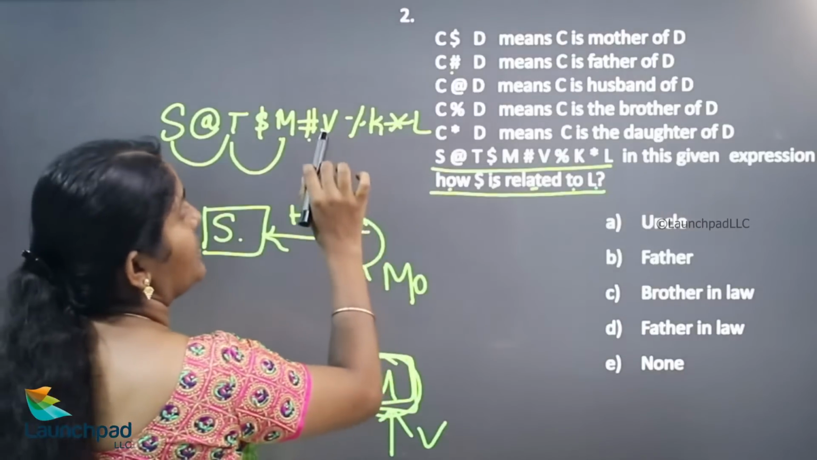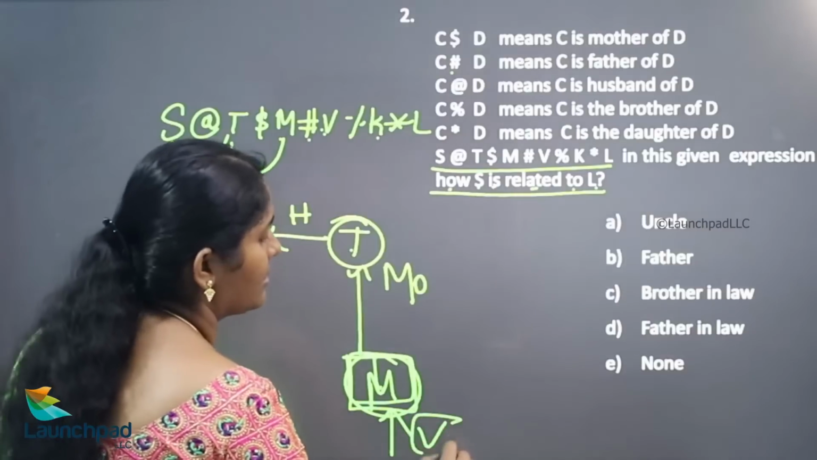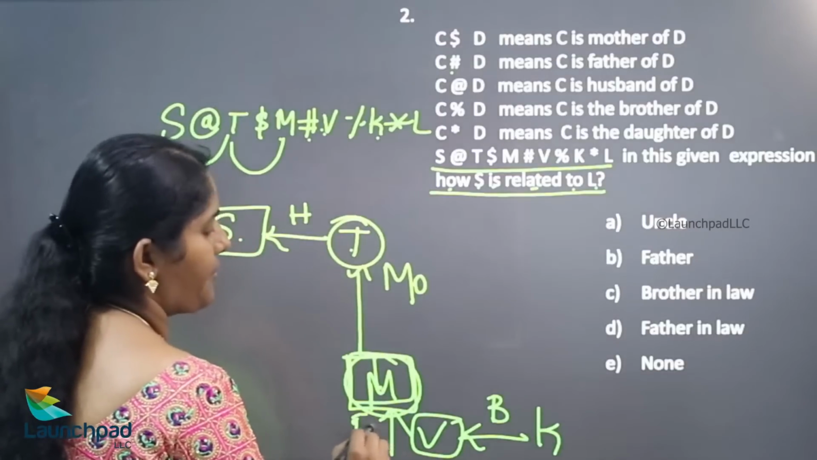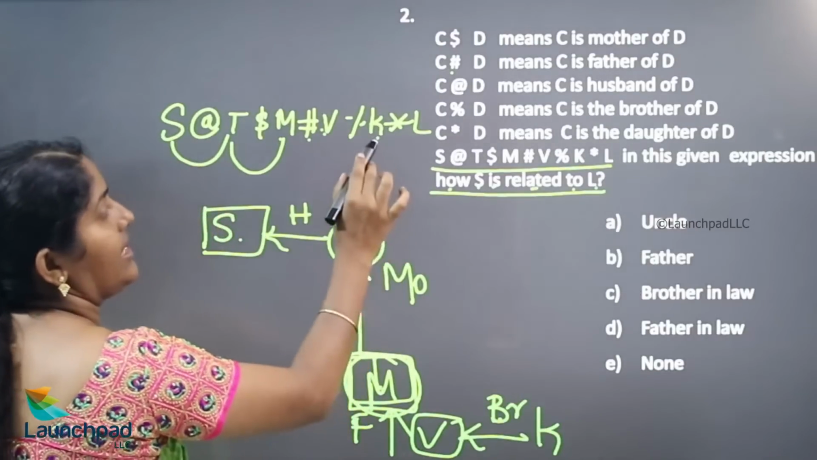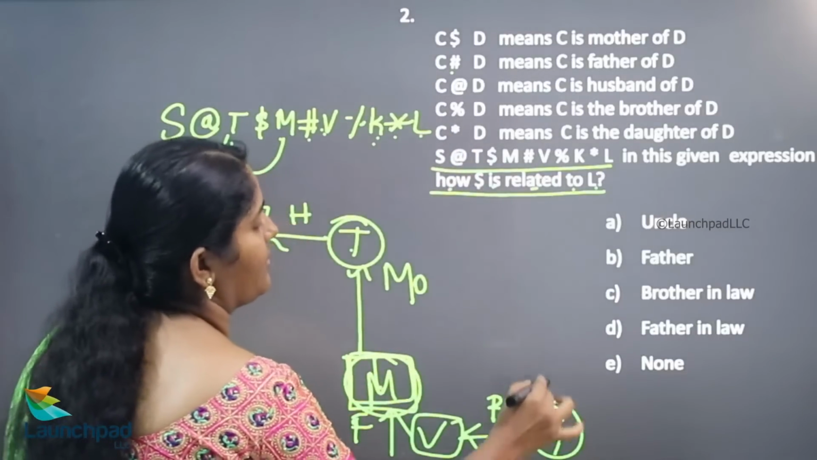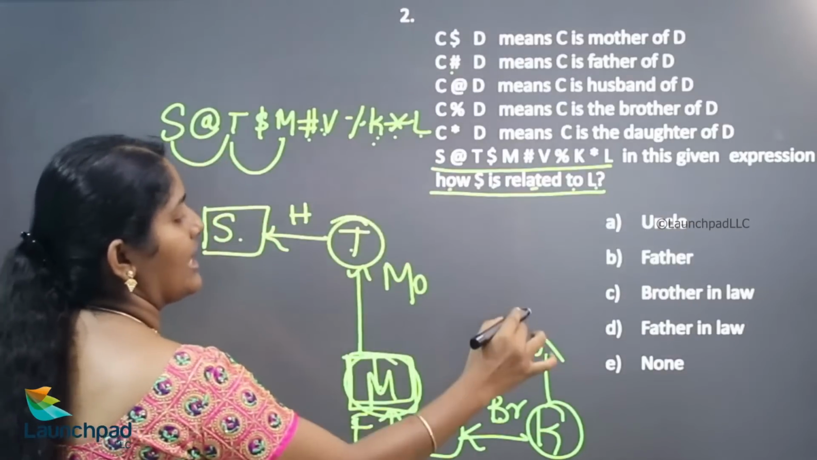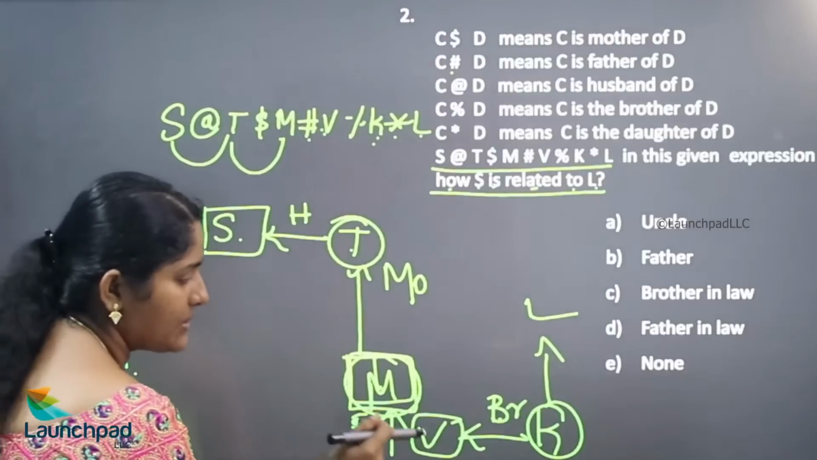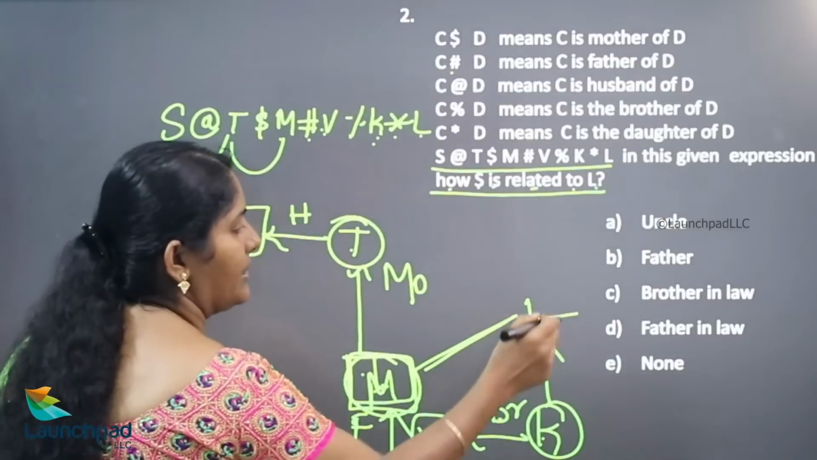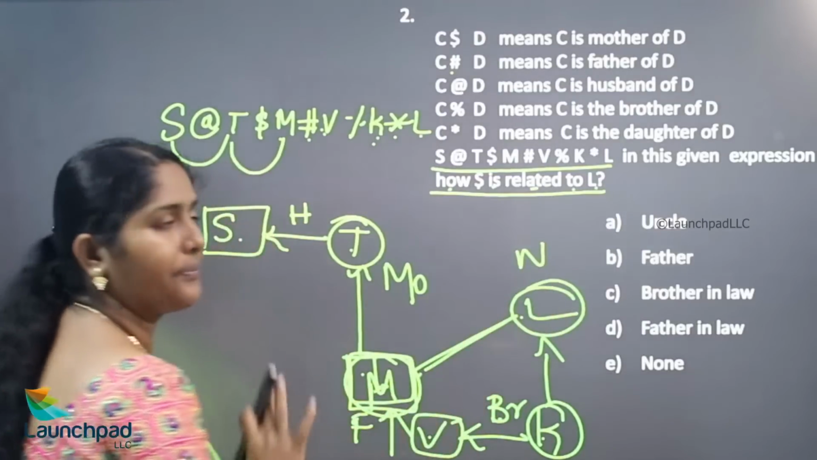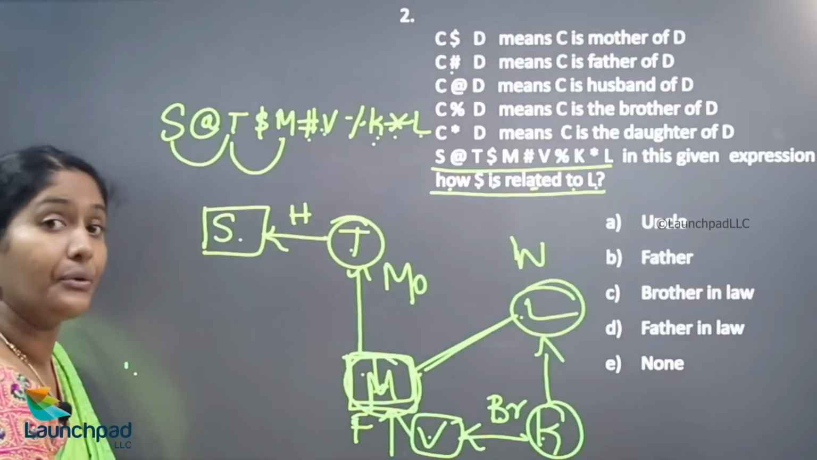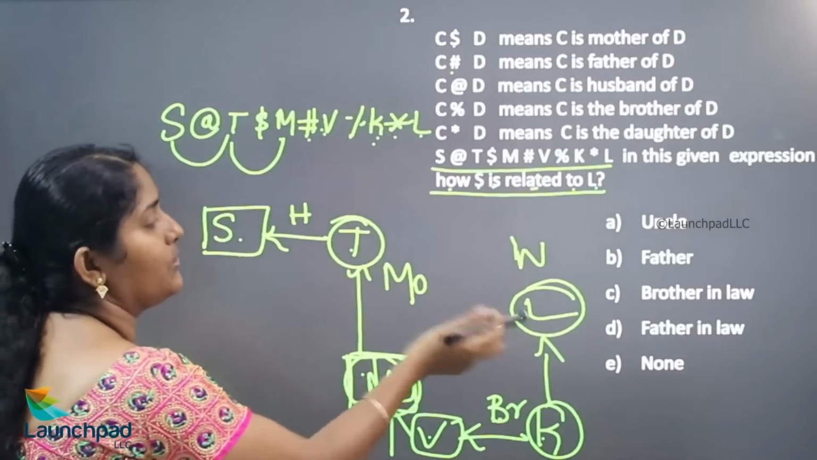Now, percentage. V percentage K: V is brother of K. K star L: K is daughter of L. So here M is father of V, V is brother of K, M and L are a married couple. Here L is wife of M. Now your question is, how is S related to L?